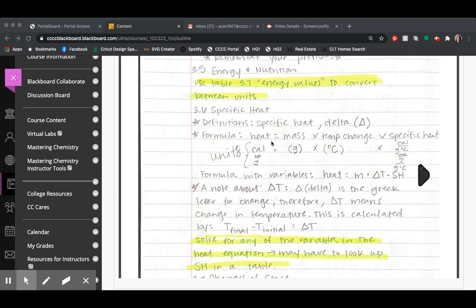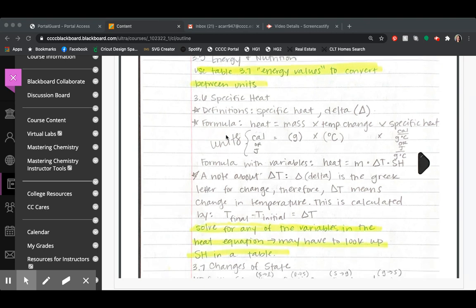And here is the formula you use in this section. It's heat equals mass times temperature change times specific heat. And unfortunately, there's a little bit of discrepancy between your textbook and Mastering Chemistry. Most often in your textbook, you will see heat as just the word heat. In Mastering Chemistry, you'll see a lowercase q, like I would have a lowercase m for mass.